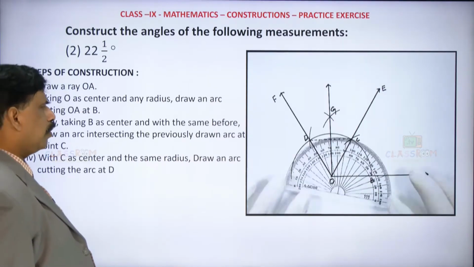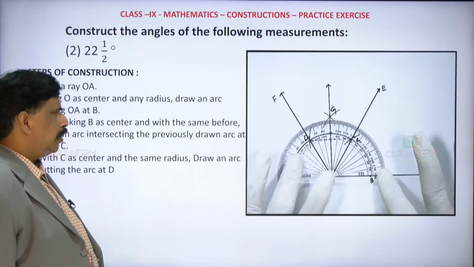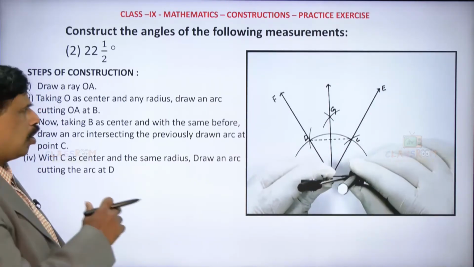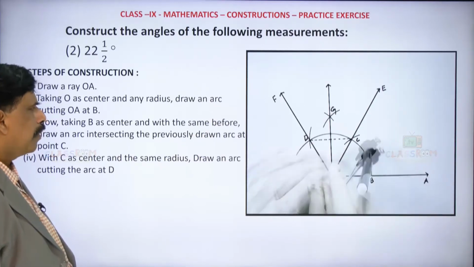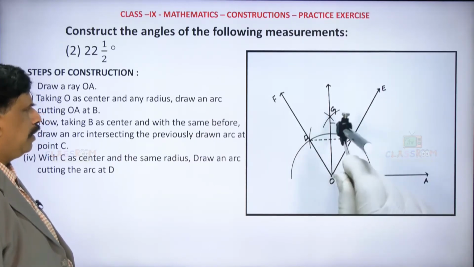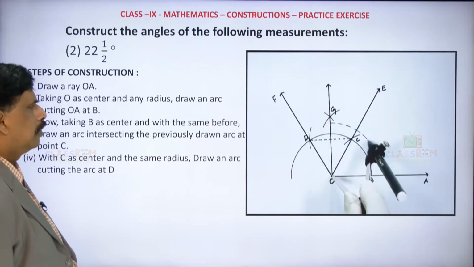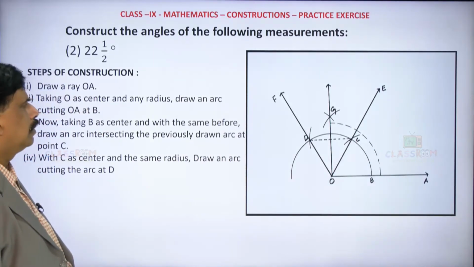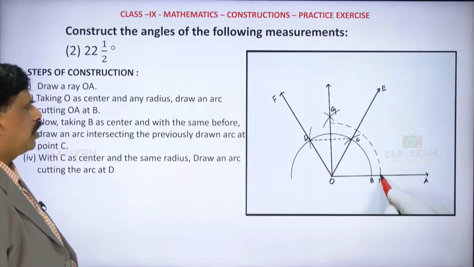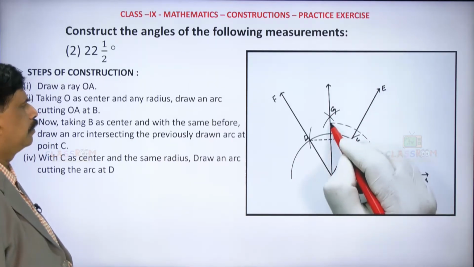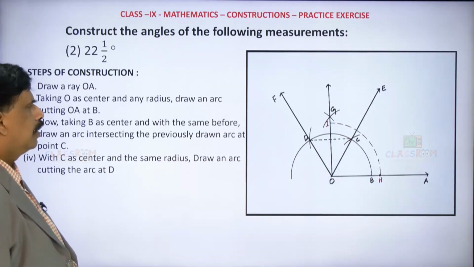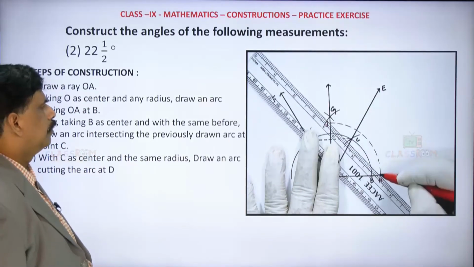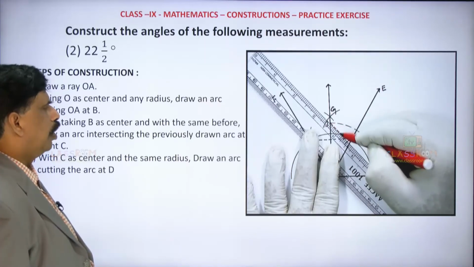So you can check it with the help of a protractor that AOG is 90. Now draw the bisector of AOG first. So take some convenient radius, draw an arc. Just name it H and I. Clear. So now join HI.